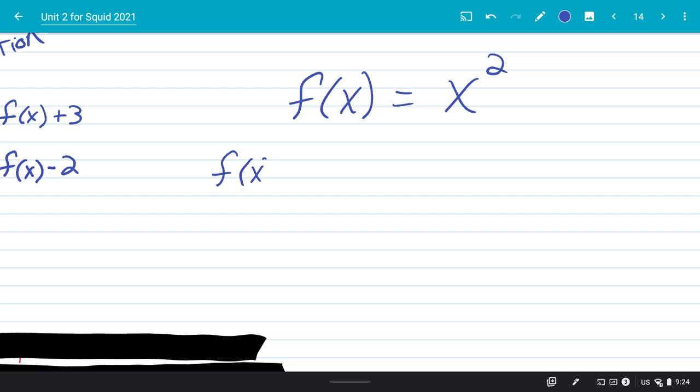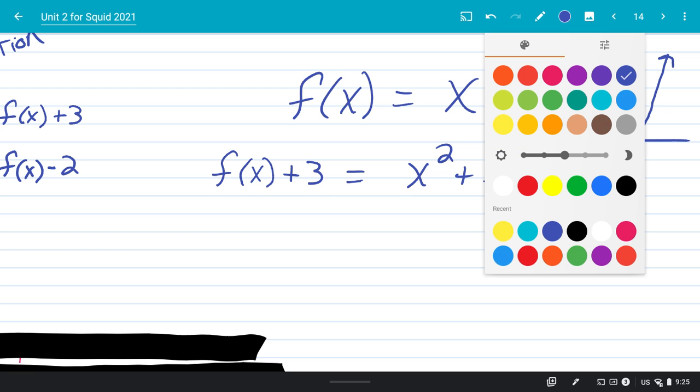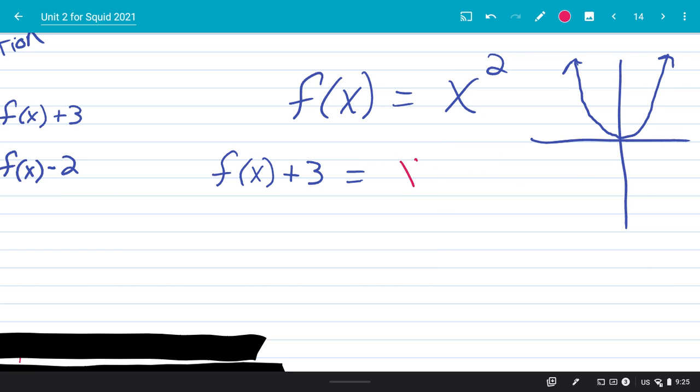Okay. If I take that function and I add 3 to it, it looks like this. X squared plus 3. Okay. The graph of the original function looks like that. The transformation of the function means that I'm just going to do what? That plus 3. What's that plus 3 tell me I'm going to do? I'm going to move it up 3. So 1, 2, 3. And there's the exact same graph.